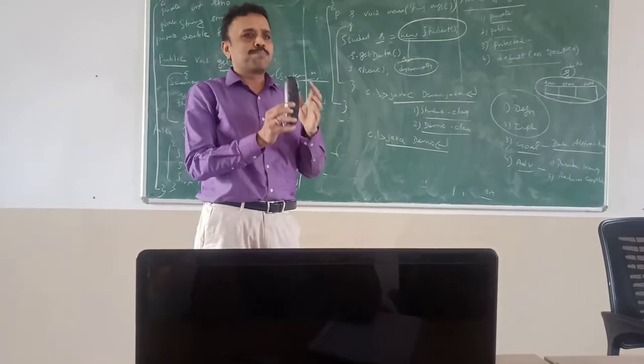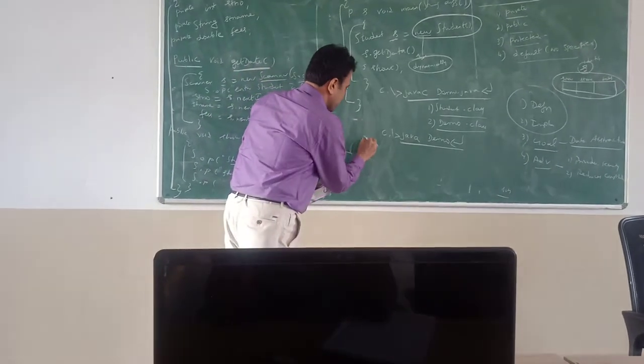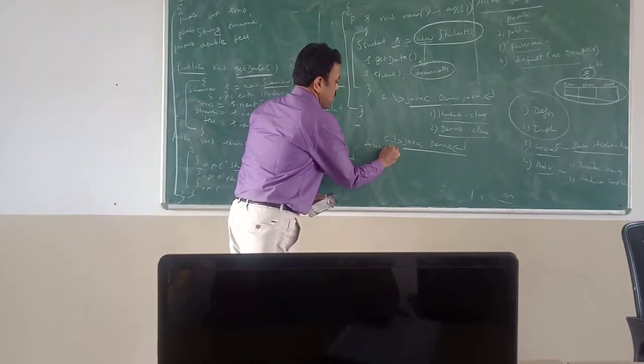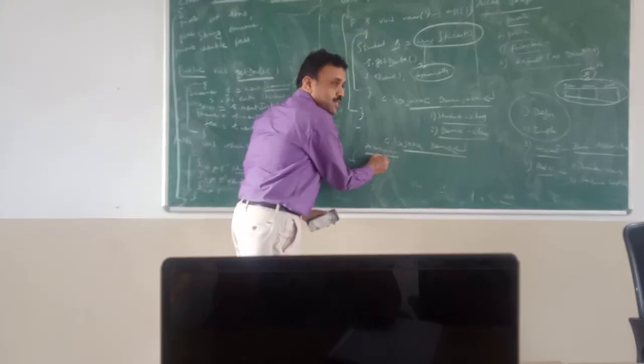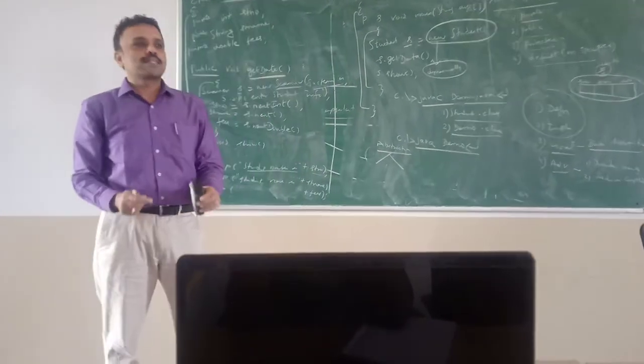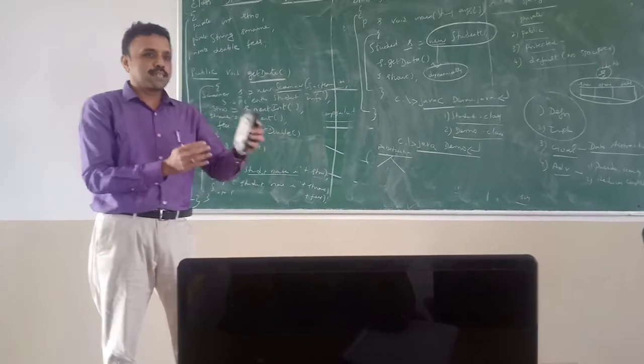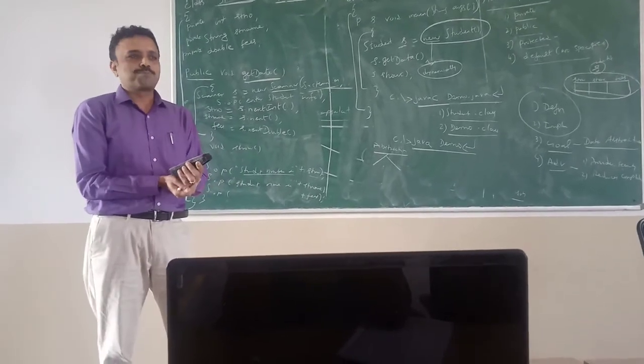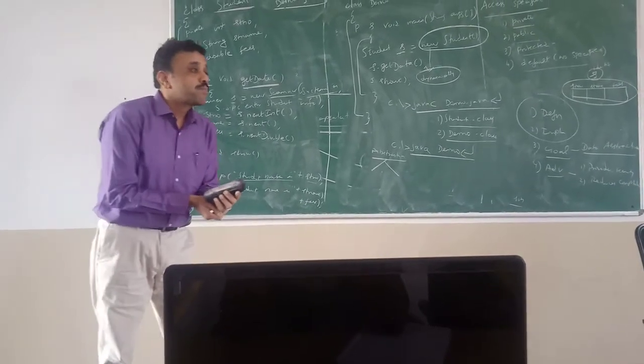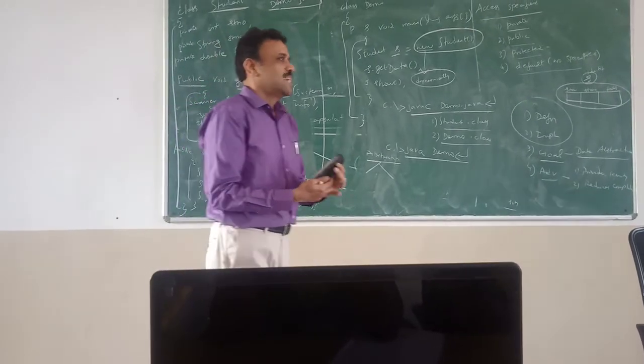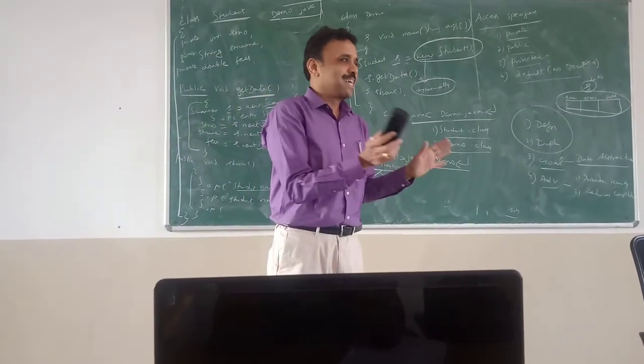So what is data abstraction? Abstraction means showing only the required things, and what is not required, the unnecessary things, hiding them. That is what is called data abstraction. It is similar to data hiding, though technically speaking, hiding is different from abstraction.